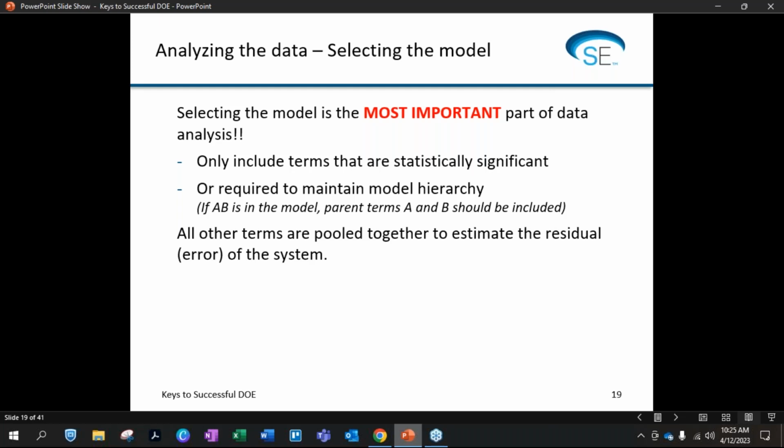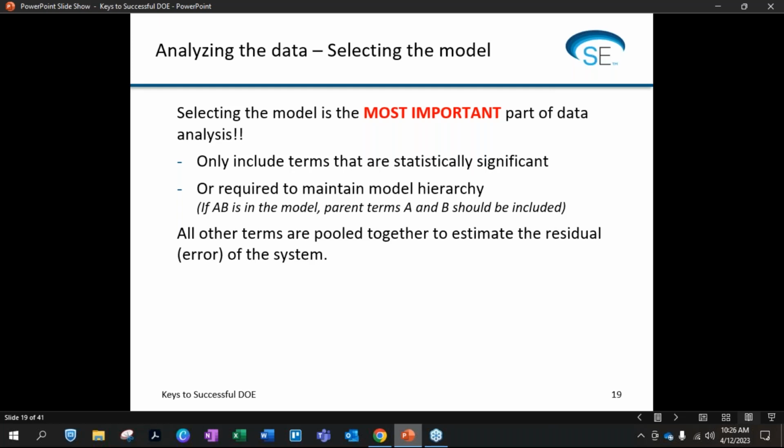The parent terms give the model a base, kind of that starting point, and then the interaction or the squared term are adjustments from that base. So if you haven't put the base in the model, your model can be all over the place. And also then the model will not predict the same in both the coded units and the actual units, which is really a must-have. All right, so you choose terms that are statistically significant.